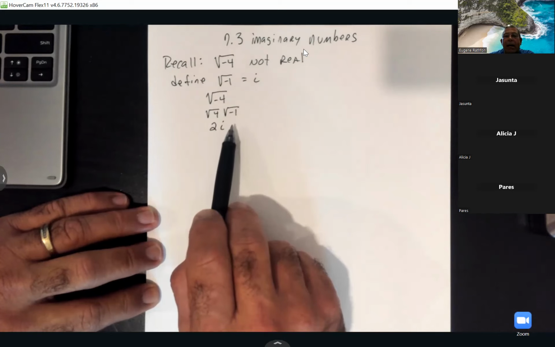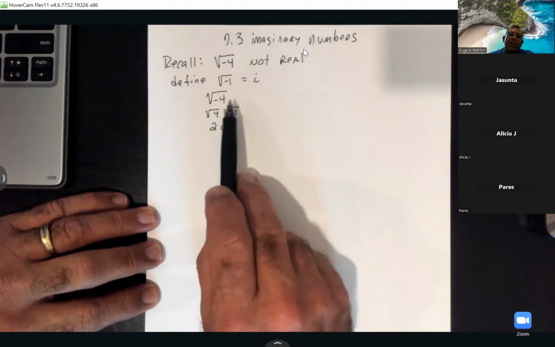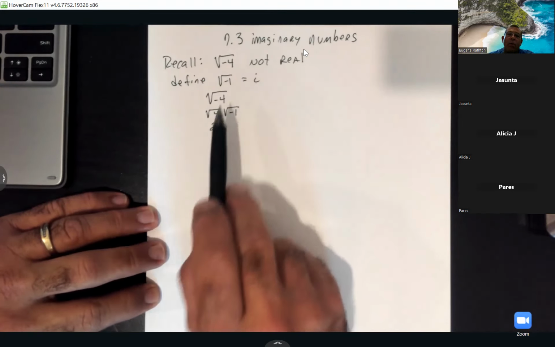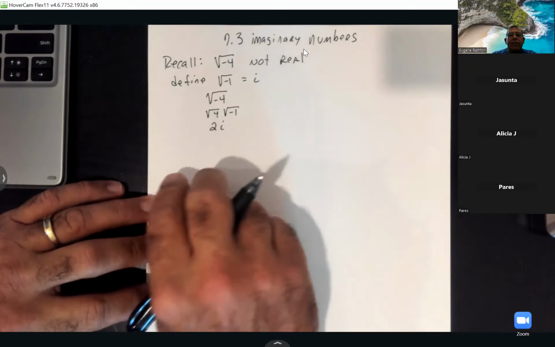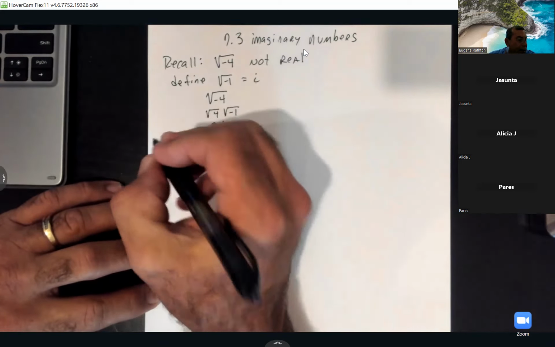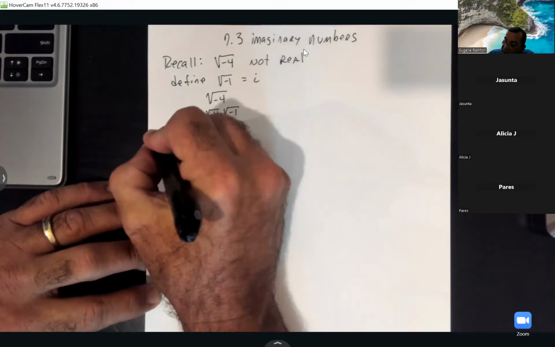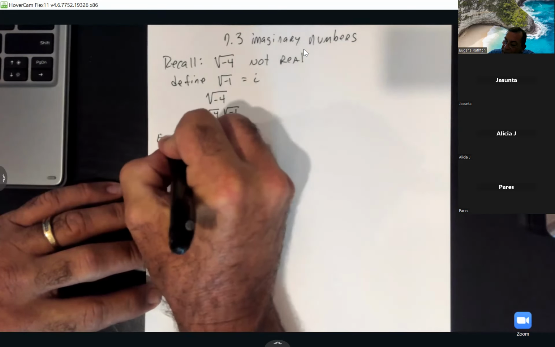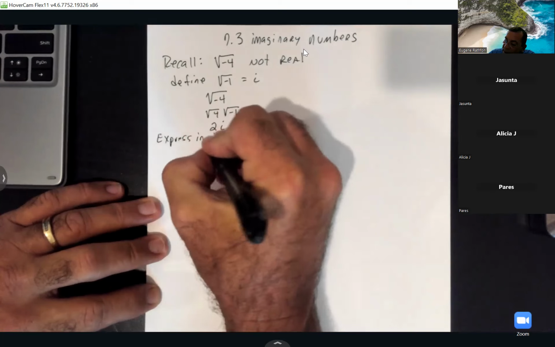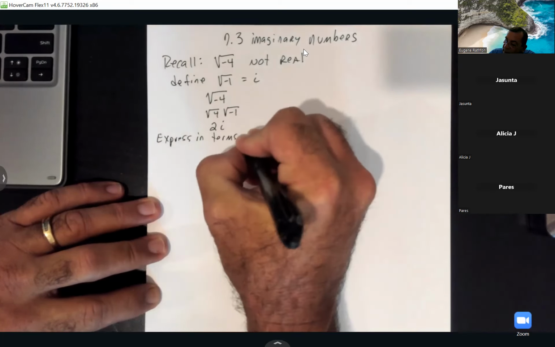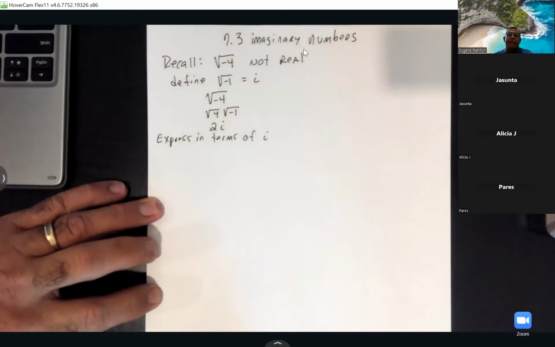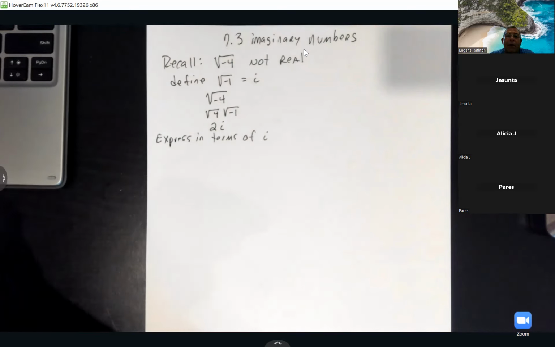So when you see something like 2i, that means they took the square root of -4 to get that. Let's look at some examples real quick. These will say express in terms of i.